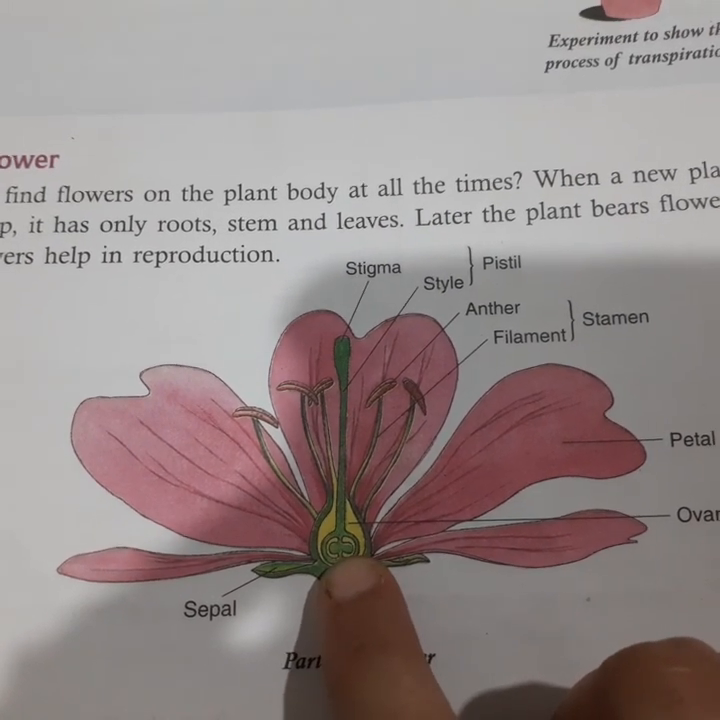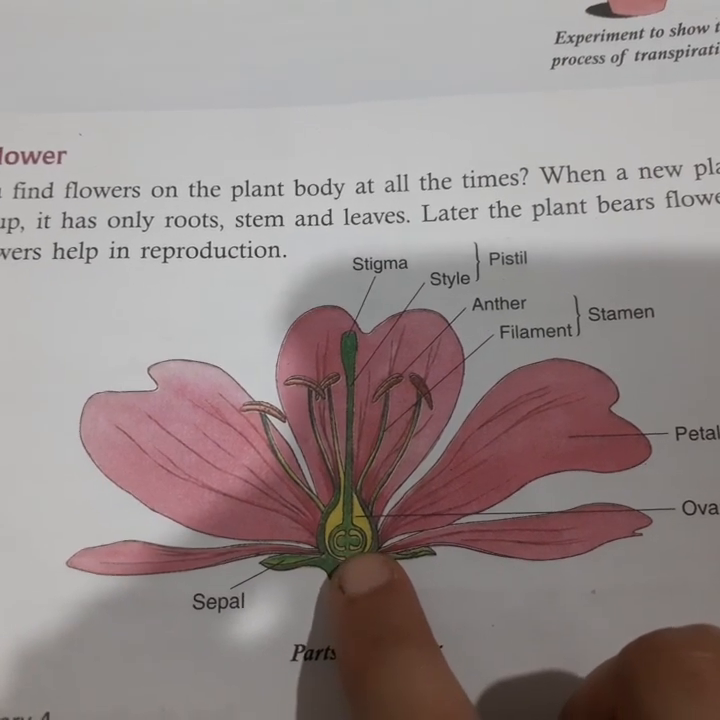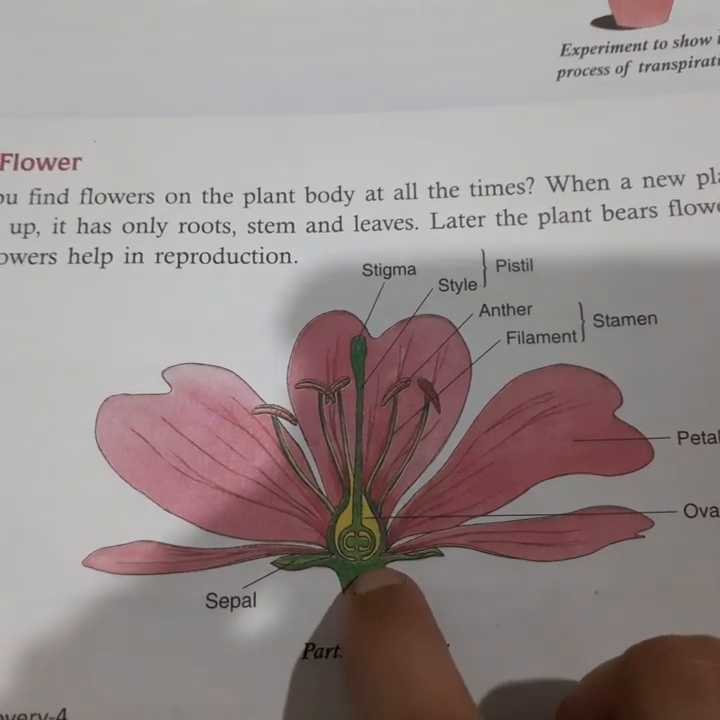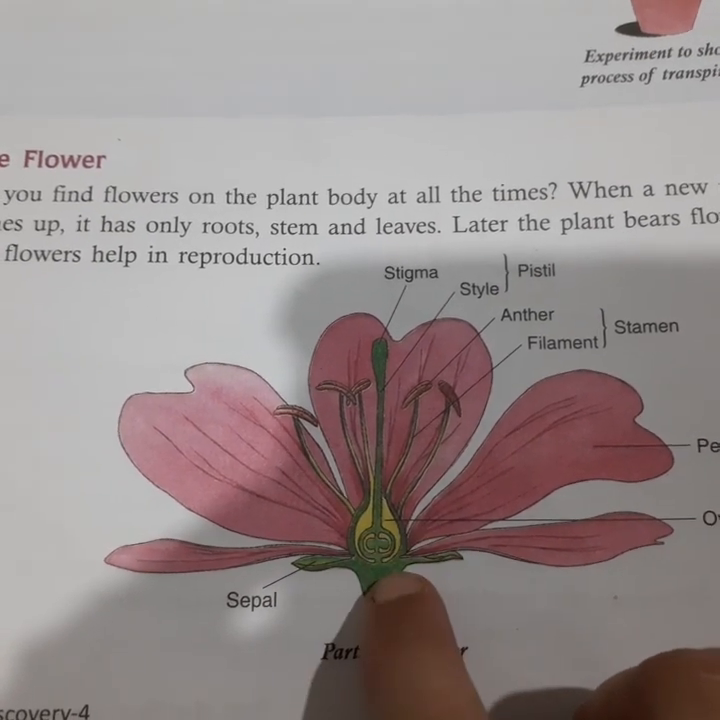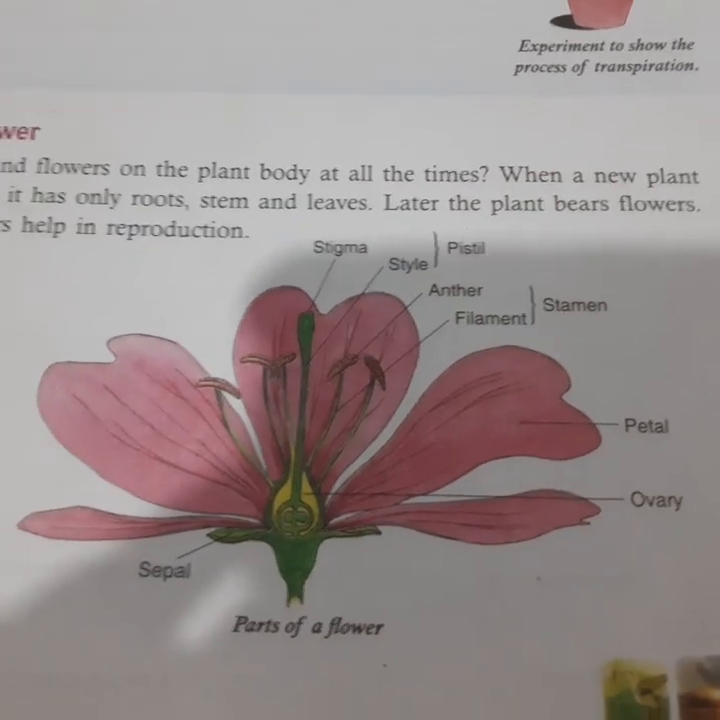Ovules and the pollen grains get fused with each other and they produce seeds. And ovary as a whole become a fruit. That's how reproduction in the flower took place.